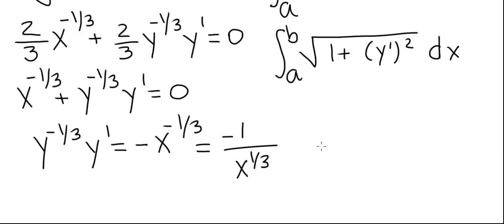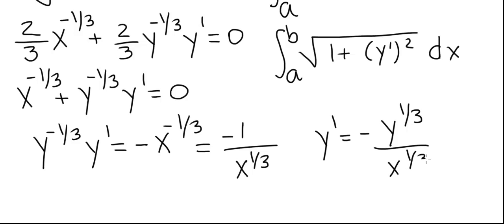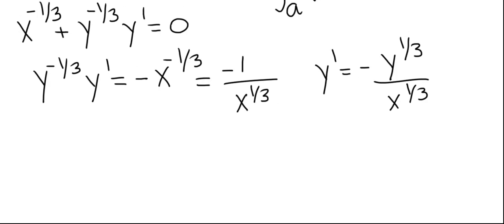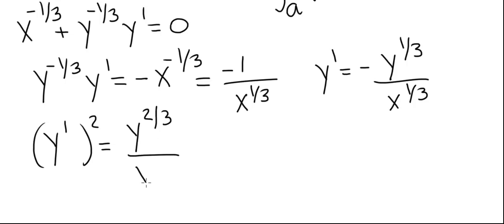Let's multiply both sides by y to the 1/3. Y to the 1/3 times y to the minus 1/3 on the left is 1, so that just leaves us with y prime, and that's equal to minus y raised to the 1/3 divided by x to the 1/3. Next we're going to square y prime. So y prime squared, which is what we need for the formula, is equal to y to the 2/3 divided by x to the 2/3.